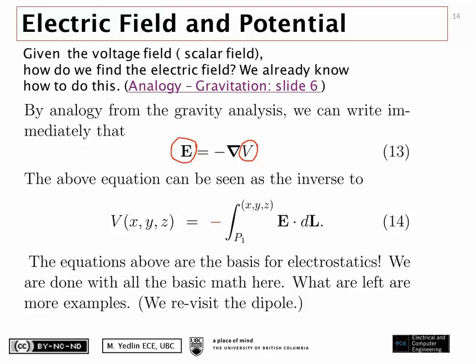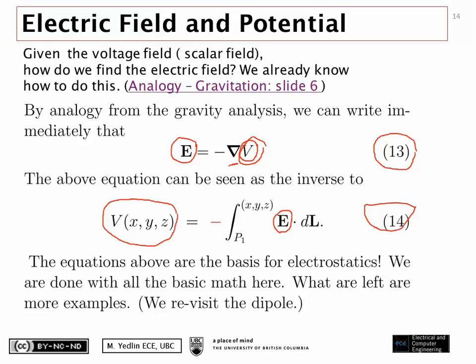We can see that 13 and 14 are kind of opposites to each other, or I loosely use the term inverse. This is not a formal mathematical inverse. It says if I have E, I can do this line integral for many different points x, y, z and get V. Then if I have V, I can take the gradient and get E. So we now have, with 13 and 14, all the equations of electrostatics. All the math is done.